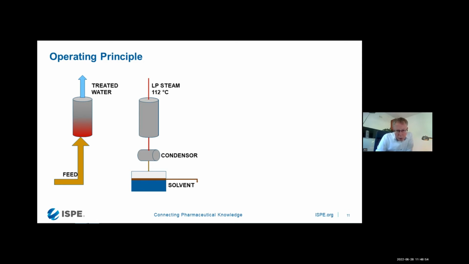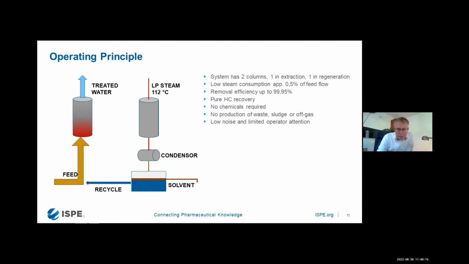The solvent, we can skim it off in the separator, and the water below the solvent is recycled and mixed with the fresh feed water again. So if you look at it as a black box, then you see the feed water coming in, treated water coming out, a little bit of steam coming in, and a pure solvent coming out. So how do we operate that in order to make this batch process continuous? Well, it's very easy. We have two columns. One is in extraction mode, one is in regeneration mode.